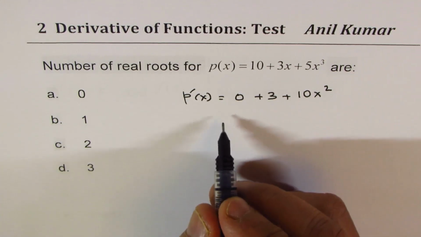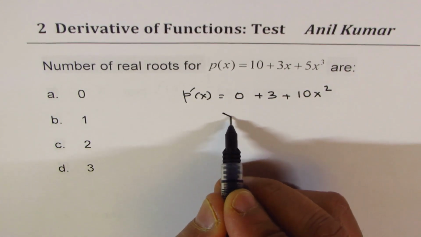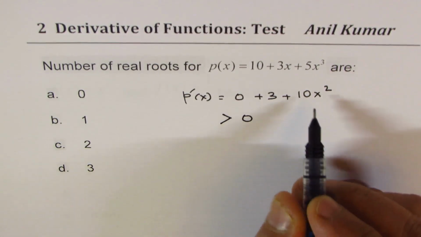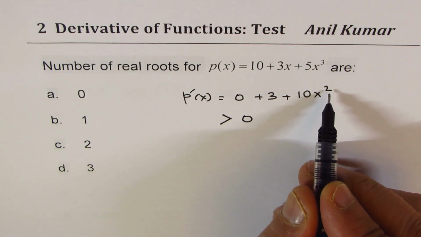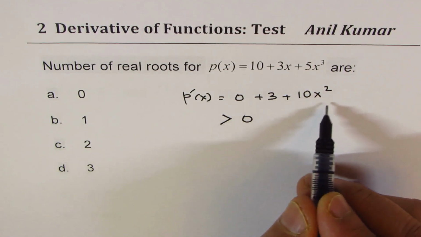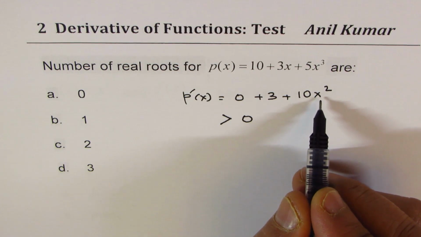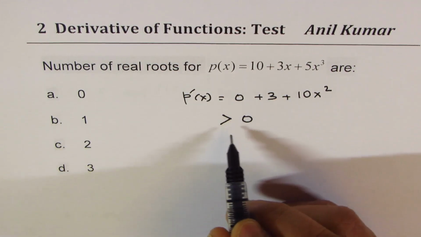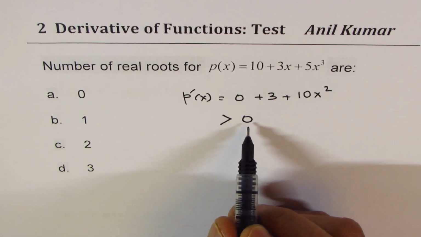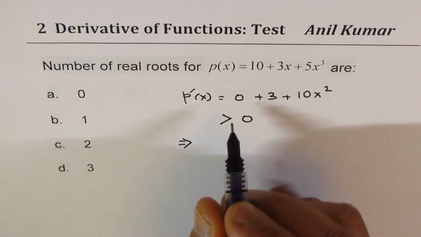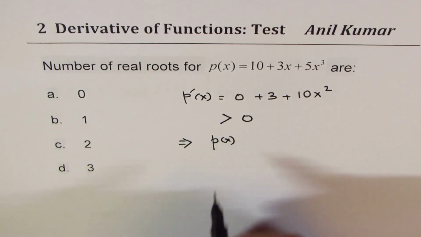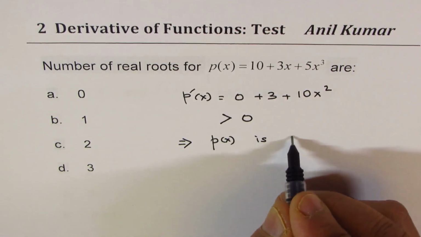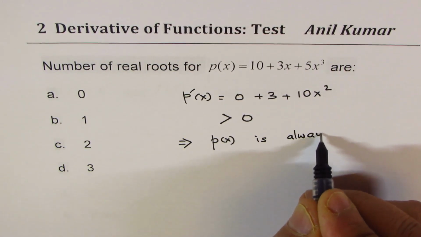And what you notice here is that this derivative is always greater than 0, right? The x squared term, for all values of x, it is positive. And then we add 3 to it. It is always greater than 0. And that means that the polynomial p of x is always increasing.